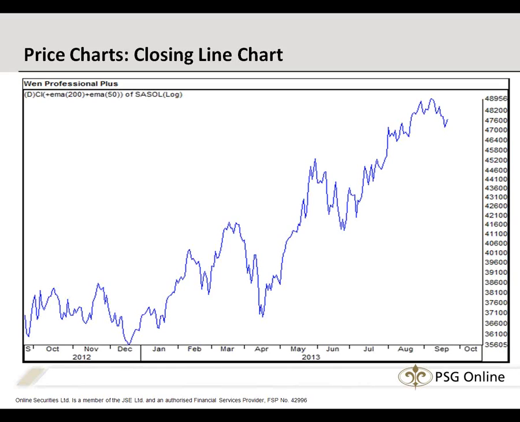Also, it's important to understand log scaling. I always like to use log scaling because that smooths out the percentage movement.